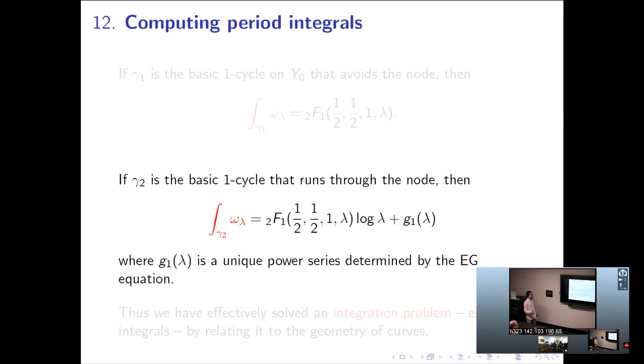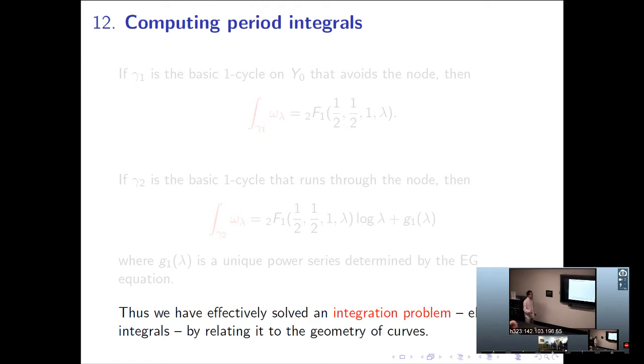So if gamma 2 is another one, which is the basic one cycle that runs through the node, then we should expect that this integral will blow up at lambda equals 0, and that's what is indeed happening. You can calculate that it is equal to this same Euler-Gauss function times log of lambda plus a unique power series, which is determined by the equation itself.